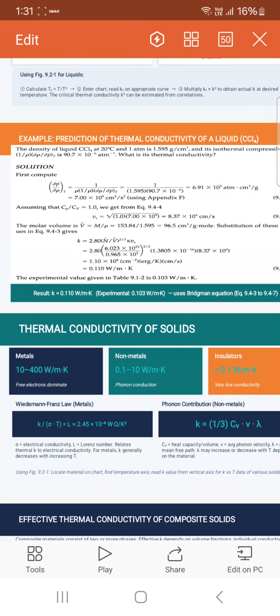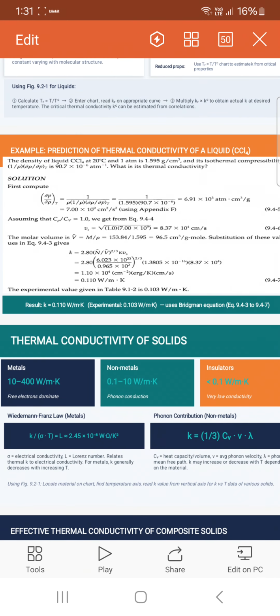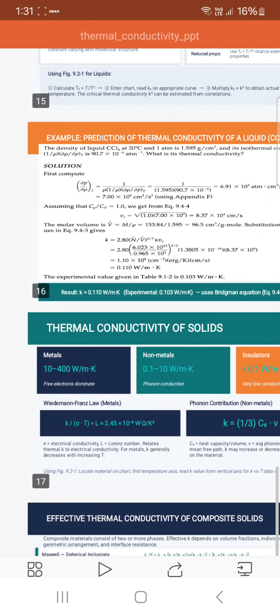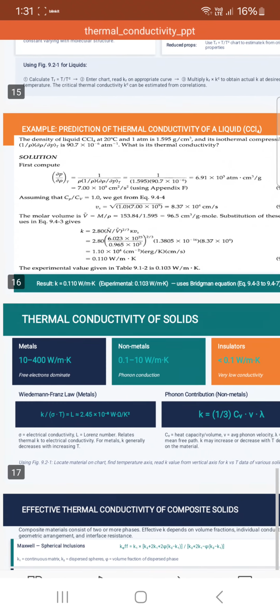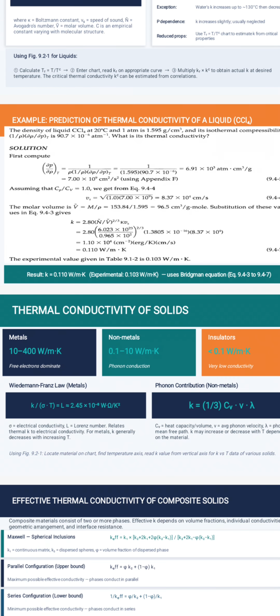Now we'll be seeing the next question. The density of liquid CCl4 at 20 degrees Celsius and 1 atm is this, and its isothermal compressibility is given by this. What is its thermal conductivity? Now we will be calculating del P by del rho at constant temperature, which gives us 7 times 10 to the power 9. Following which we will be calculating the thermal conductivity, which gives the value as 0.11 watt per meter Kelvin.